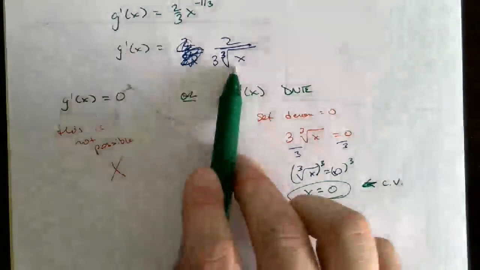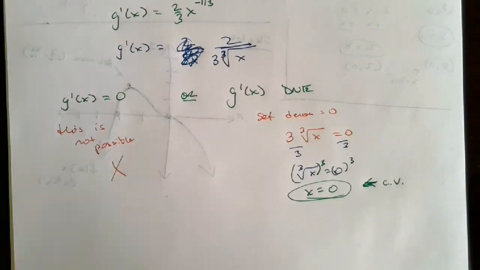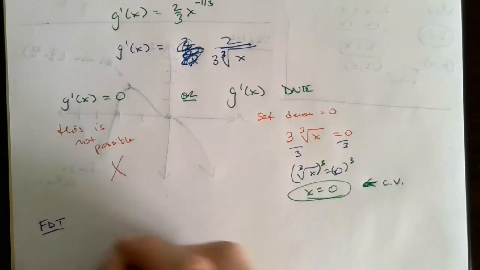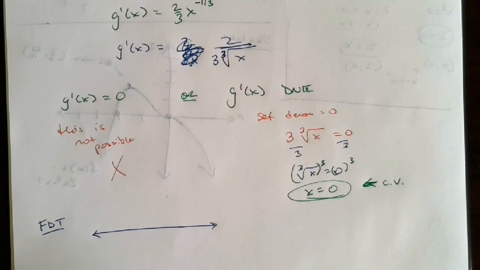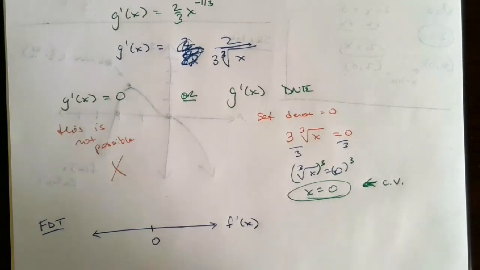You might be able to tell that right away. If you can see it right away, that's great. You can just say x equals 0 makes this undefined. Sometimes if there's a polynomial in here, you might do a little bit more work to get there. So x equals 0 is our only critical value. So if I'm using my first derivative test, remember how the first derivative test works. I'm going to set up a number line, and I'm going to put my critical value of 0 on here.